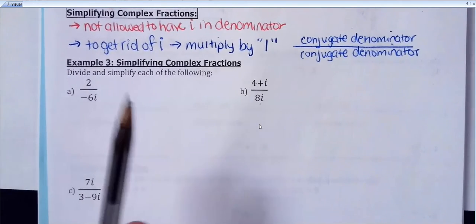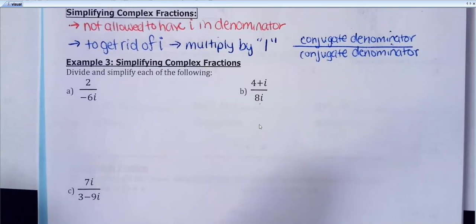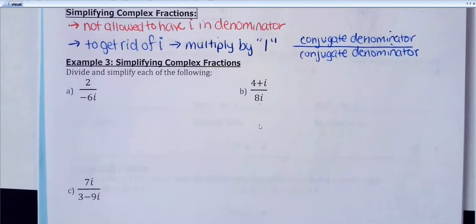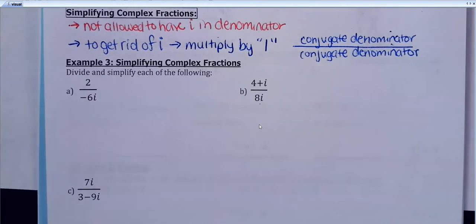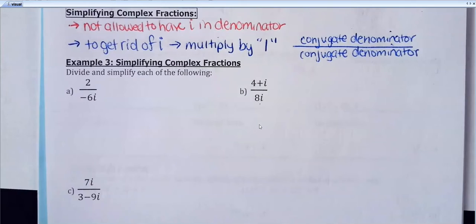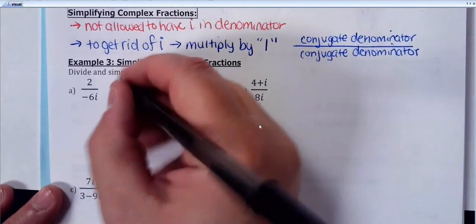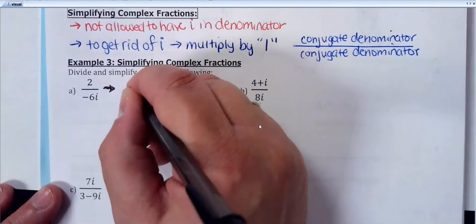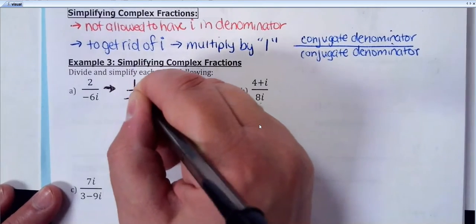Now, let's not worry about the i in the denominator just for a second. Could you simplify the fraction as it's presented right there at all? The 2 over negative 6i. Can I simplify anything there? Yes, you can reduce this just like you would reduce a normal fraction. Those are both divisible by 2. So this is the same as 1 over negative 3i.